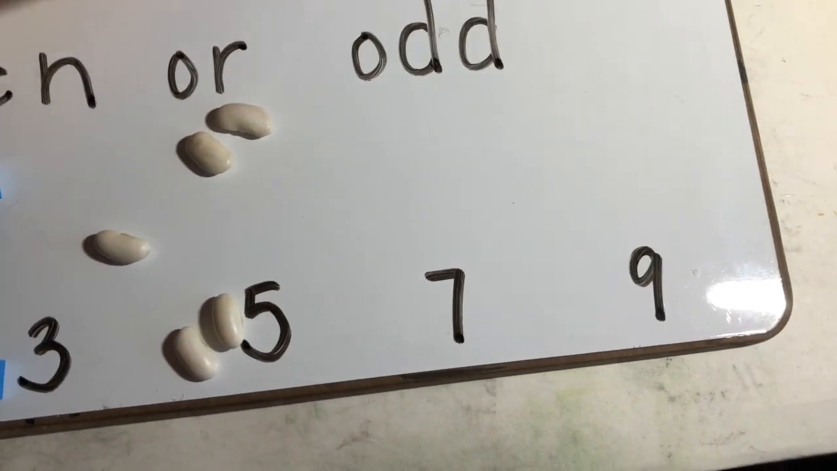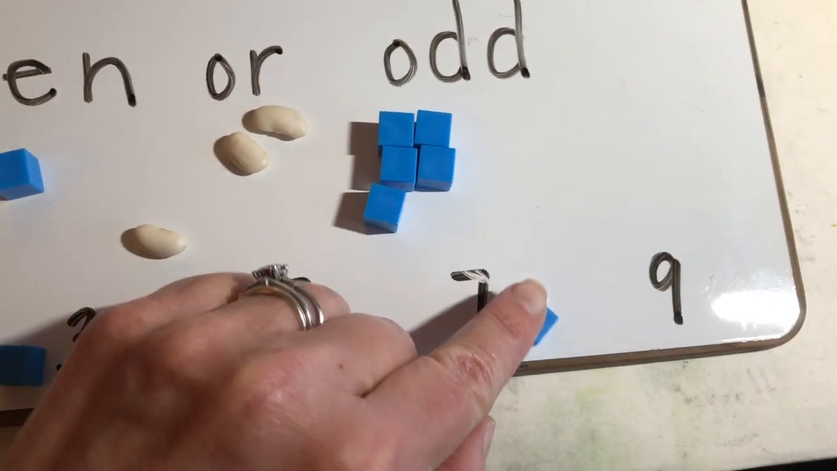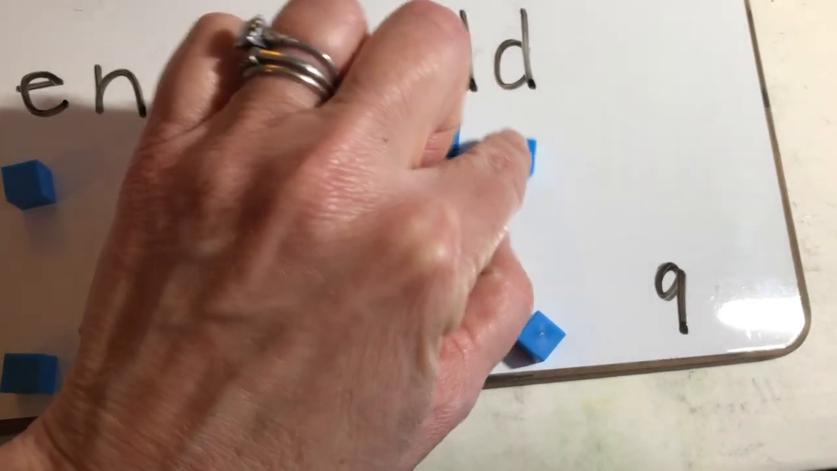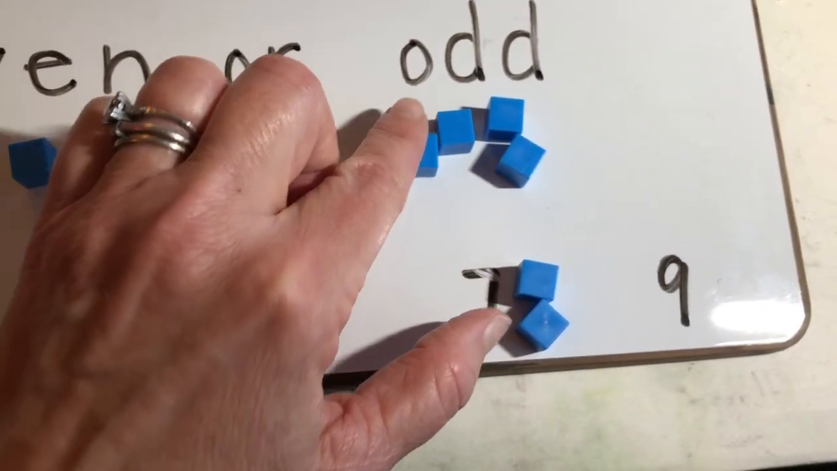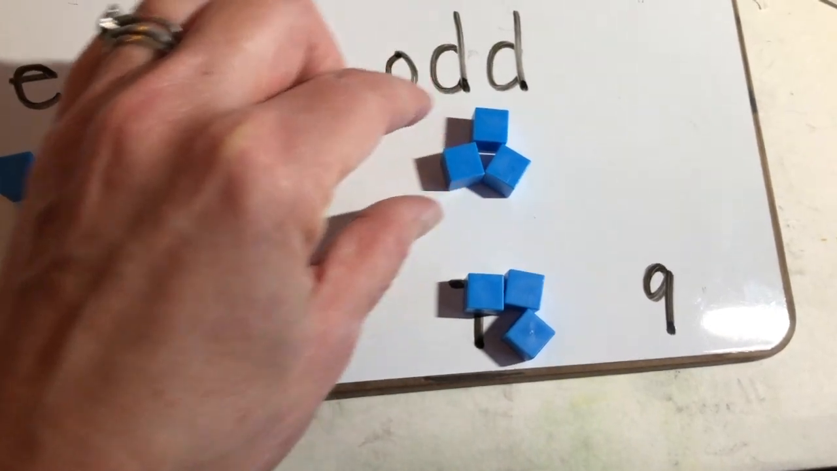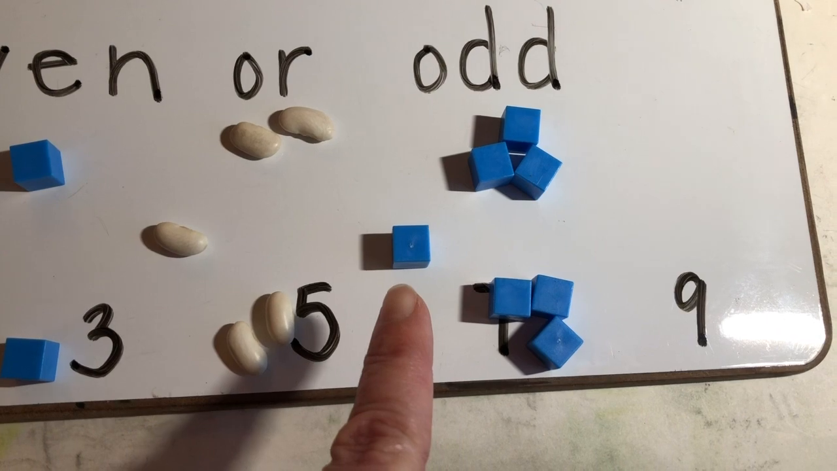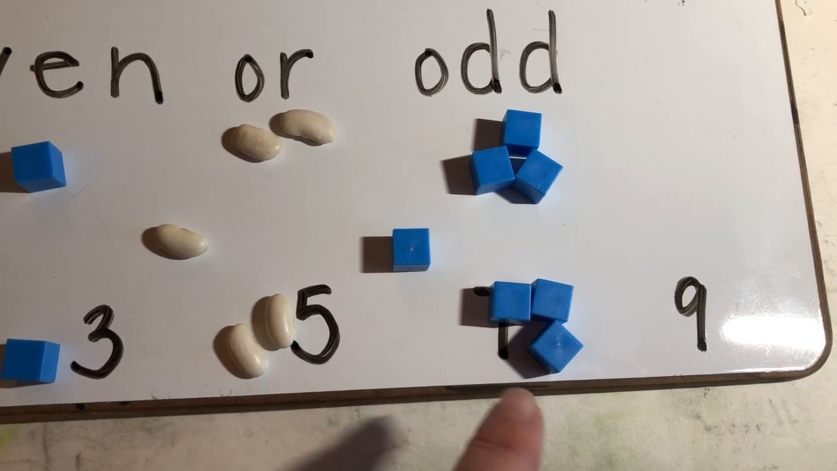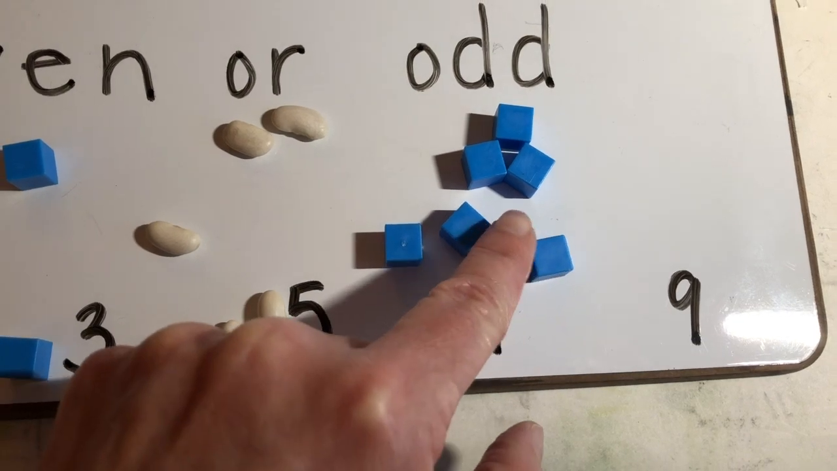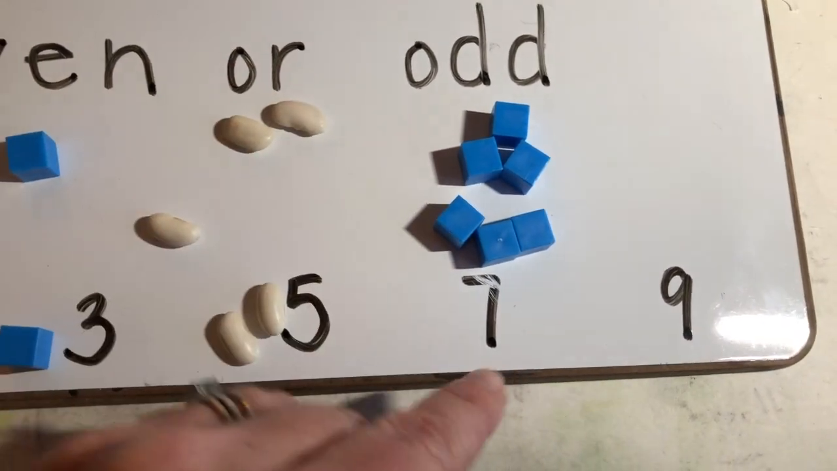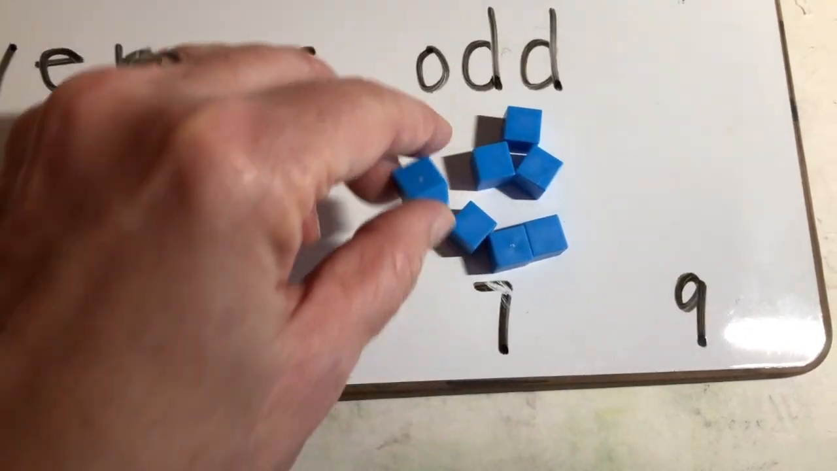All right, let's look at 7. 1 for me, 1 for you, 1 for me, 1 for you, 1 for me, 1 for you, and there's 1 left over. So that tells me that 7 also, slide this over so you can see the number 7, 7 also is an odd number because I can't put it into 2 equal groups.